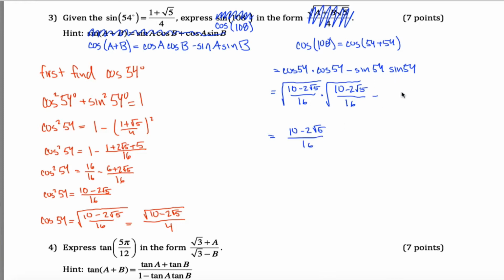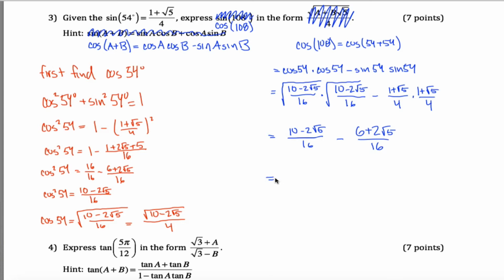Minus sine of 54, that was given to me in the problem as (1 plus root 5) divided by 4. And I want to multiply that by (1 plus root 5) divided by 4. Wait, I feel like I've done that before. Here we go. (1 plus root 5) over 4 squared is just equal to (6 plus 2 root 5) divided by 16.